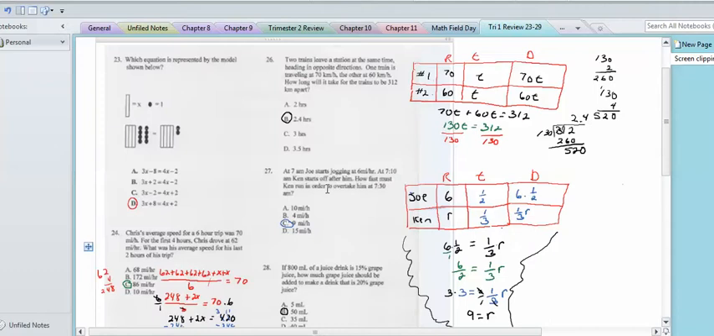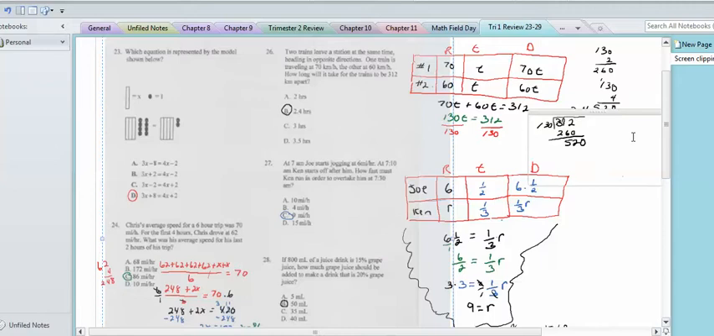Alright, 26, back on the page. A train leaves a station at the same time, heading in opposite directions. One is going 70 miles an hour, the other is going 60 miles an hour. How long will it take for the trains to be 312 miles apart? So we don't know the time. That's our t. And now we know that the distance is 312. That's what you're setting it equal to. Add them together and then divide, and that's where we're going to get 2.4, and I did my division on the side so you could see it.